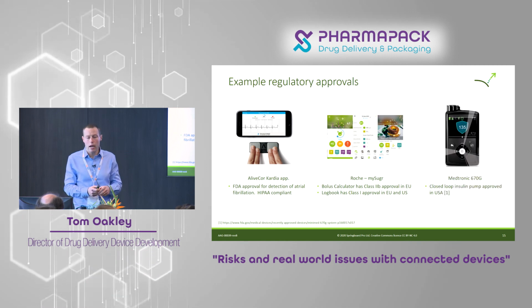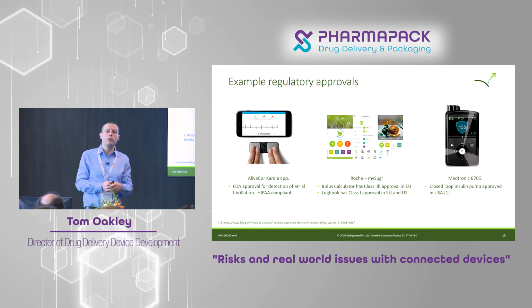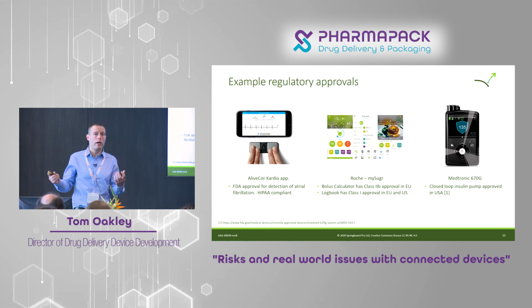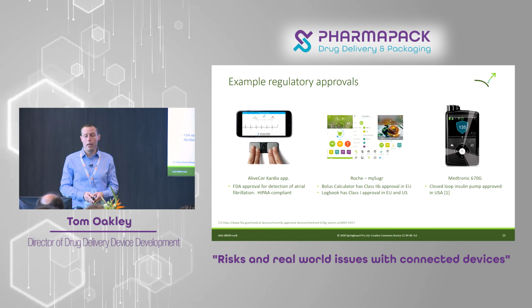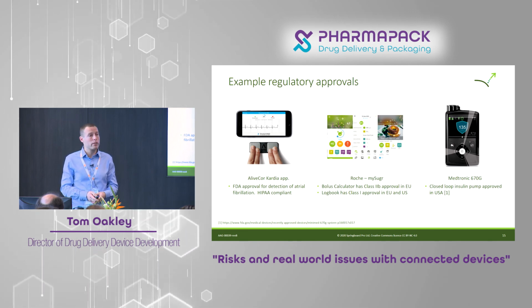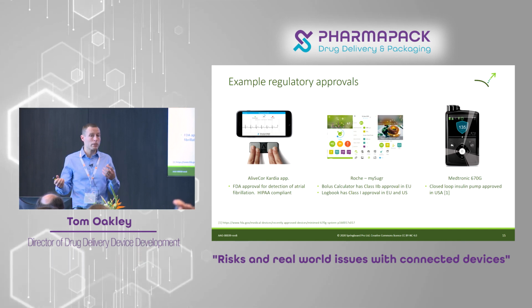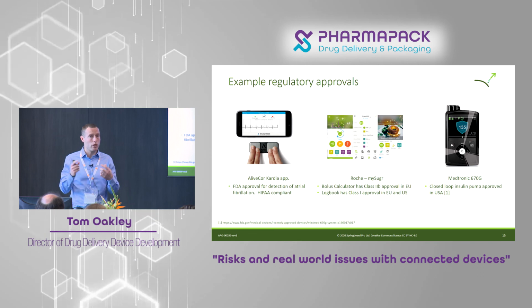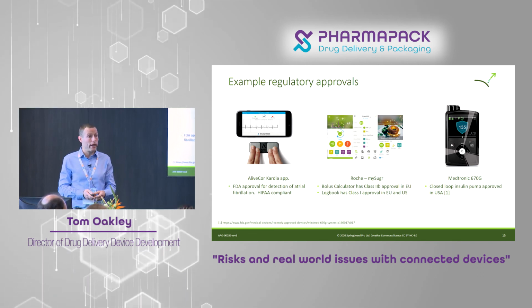And lastly, the Medtronic 670G is a closed-loop insulin pump system where you have a blood glucose meter and an insulin pump, closed loop, which will then give you the right amount of insulin. And that has also been approved recently. The reason why it's important for connectivity is because the CGM, glucose meter, and the pump do need to talk to each other, and that is a safety-critical communication, and that has been approved.